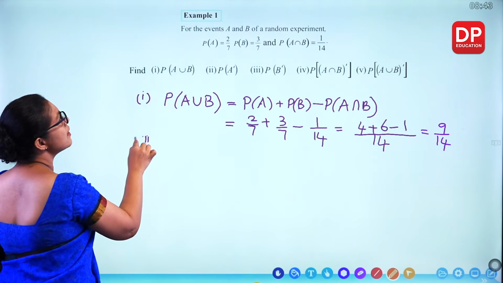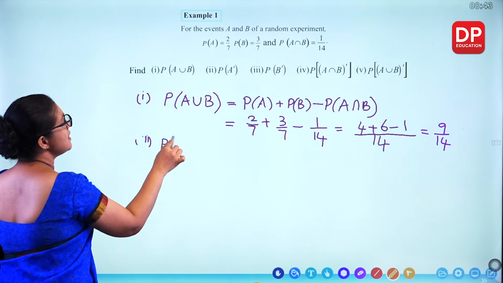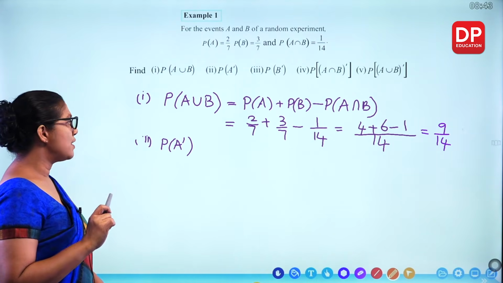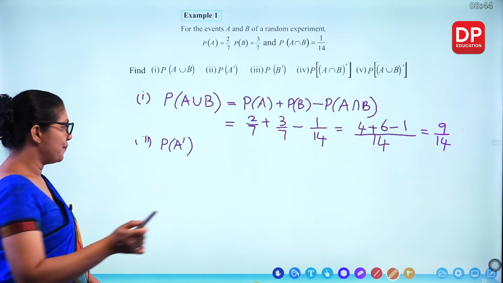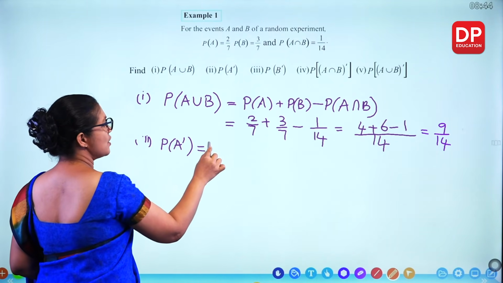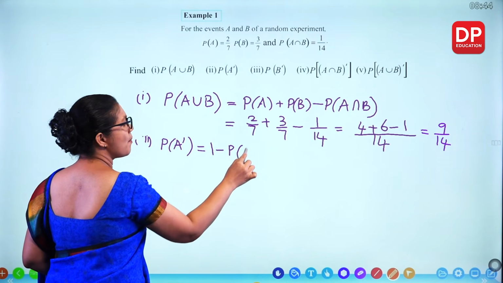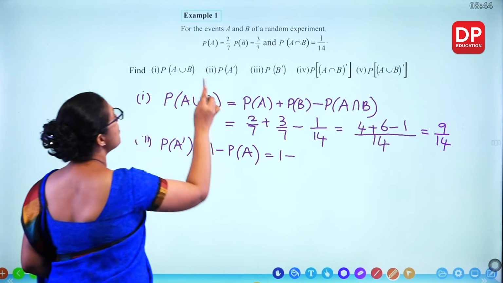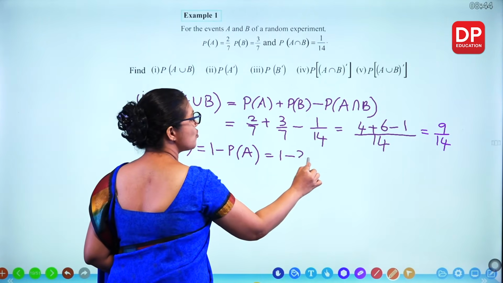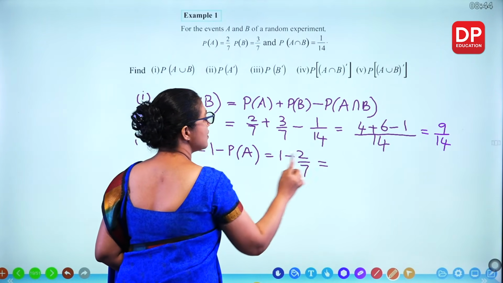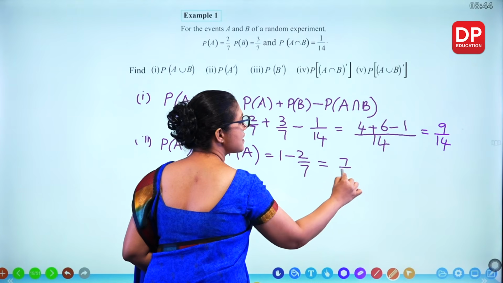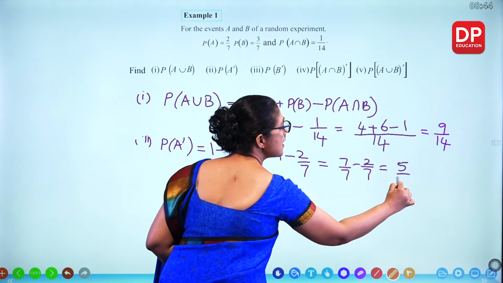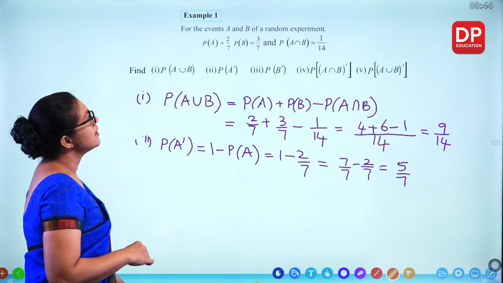Second part, probability of A dash. What's the relationship between the probability of A dash and the probability of A? We know that this is equal to 1 minus the probability of A. 1 minus the probability of A, given as 2 over 7. 1 I can write as 7 over 7 minus 2 over 7. That becomes 5 over 7.